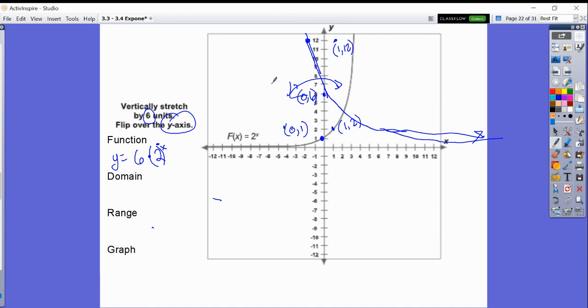Domain, it still goes left and right. It doesn't matter if it's growing or decaying, it still goes left and right, so it's all real numbers. This one is staying above 0. If you flip over the x-axis, then it flips upside down and it would be down here. Then that would change the range to be below. Ooh, that looks like an equal sign. We do not want that underline there.